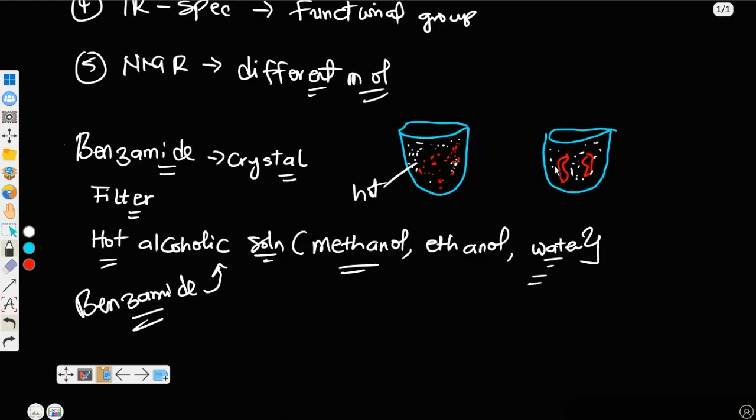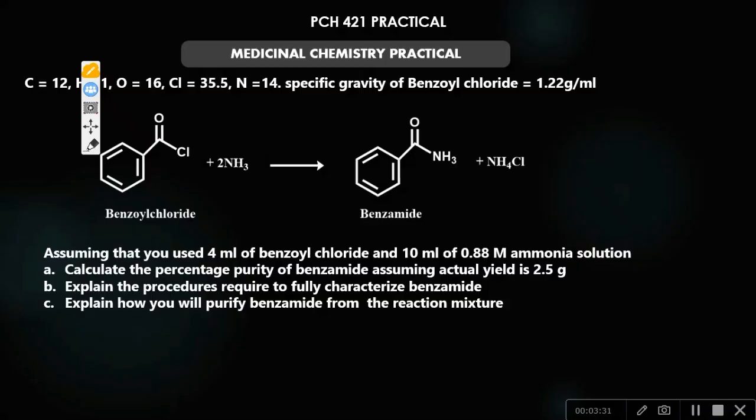By so doing, you've left all the impurities with the alcohol, in this case methanol, and then you get pure crystals. If you are not satisfied, you can recrystallize. Is that okay? You can recrystallize and get your final product. So that is one way to actually get your pure crystals or pure benzamide from the solution. That is this third question.